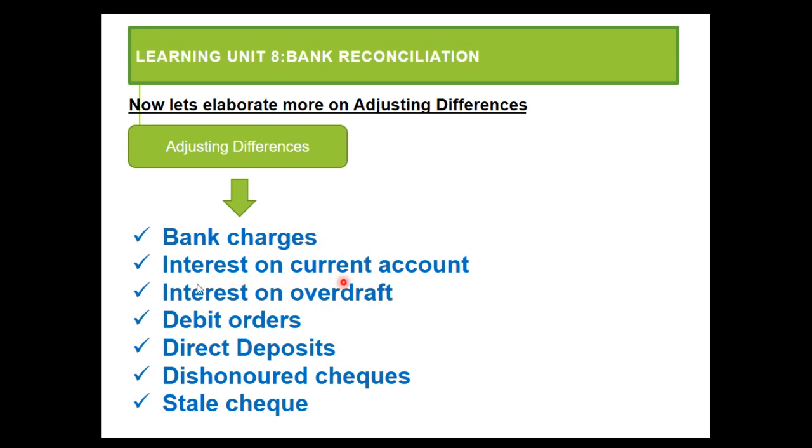The business receives interest on current account. This is a CRJ. The business pays interest on overdraft. This is the CPJ. Debit orders, outflow of cash, CPJ. Direct deposit, we receive, CRJ. Dishonored check, they are reversals of what? Of the receipts. They must go to the CPJ. Stale check is the reversal of a payment. They must always go to what? To the CRJ. Again, this will make sense by the time we record in the books of accounts.